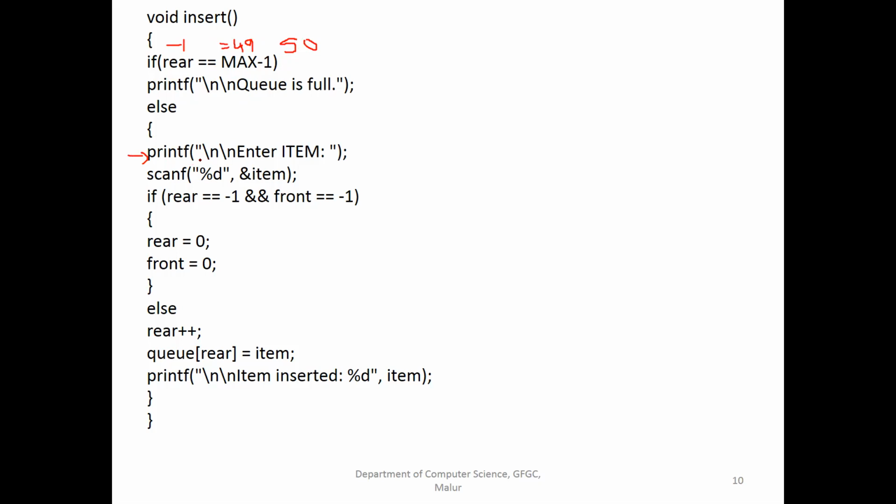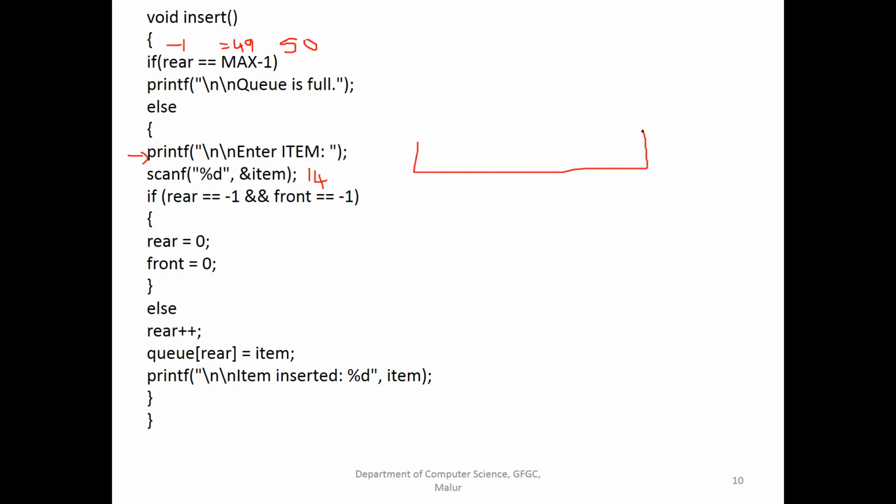Then what we are telling is, enter the item. The queue is not full, so we need to enter the item. You need to input an item. For example, for my queue value, I'm inserting 14, which means 14 will be taken as an item. After entering, we need to check whether this is the first item in the queue. For that, you need to check whether rear is -1 and front is -1.